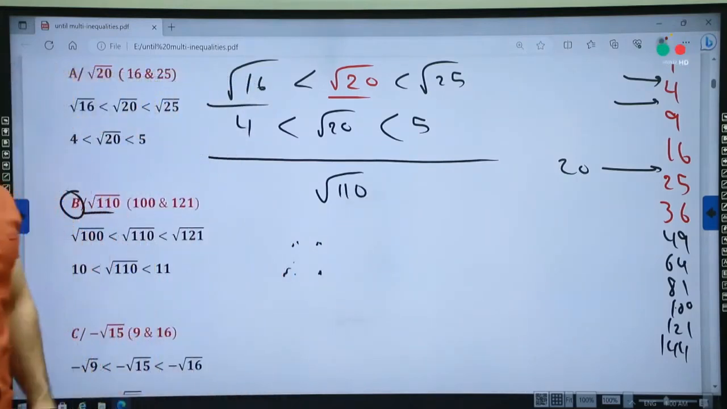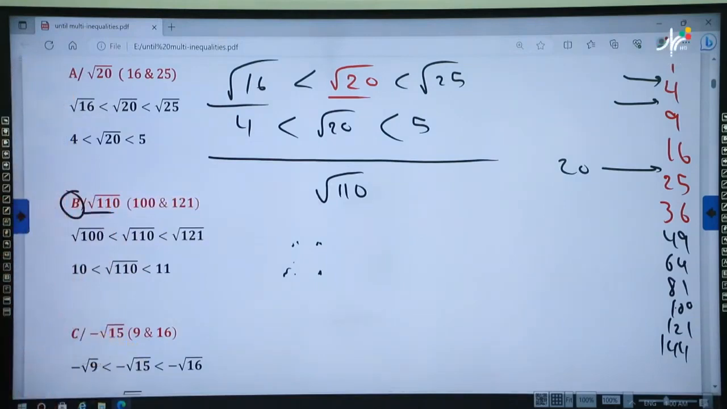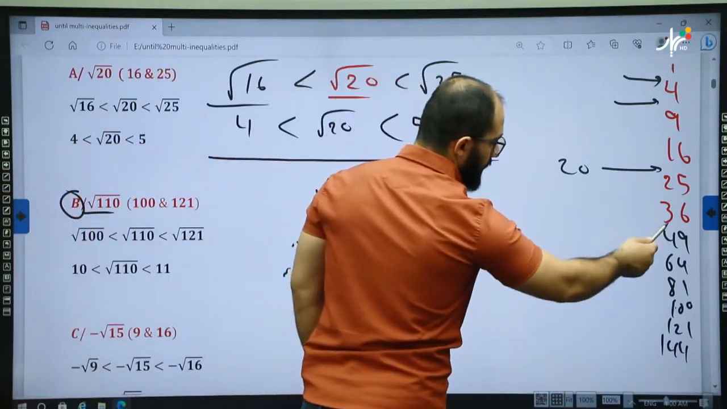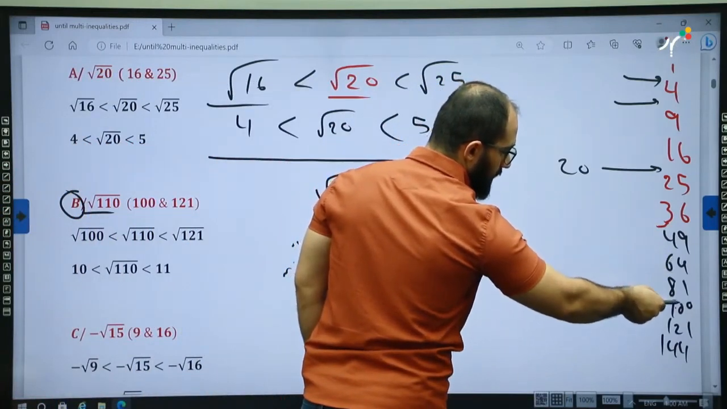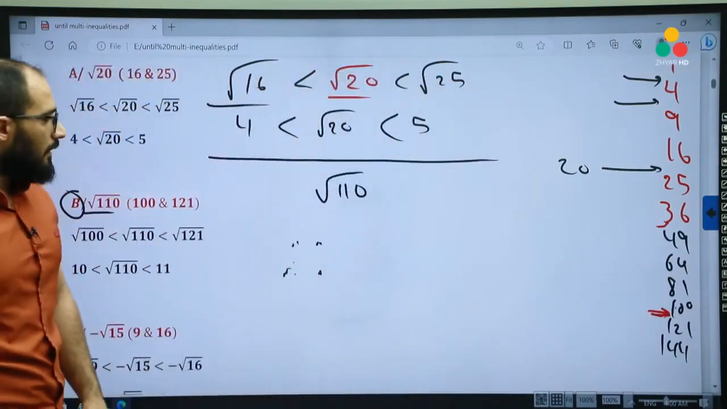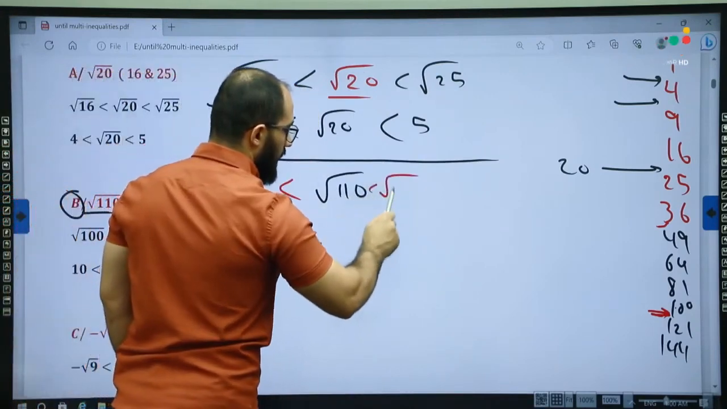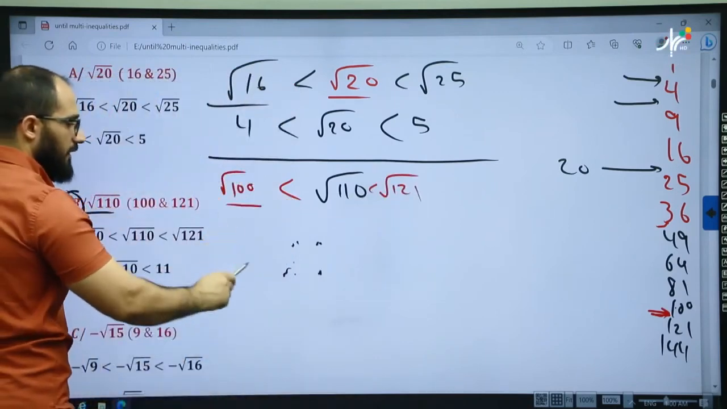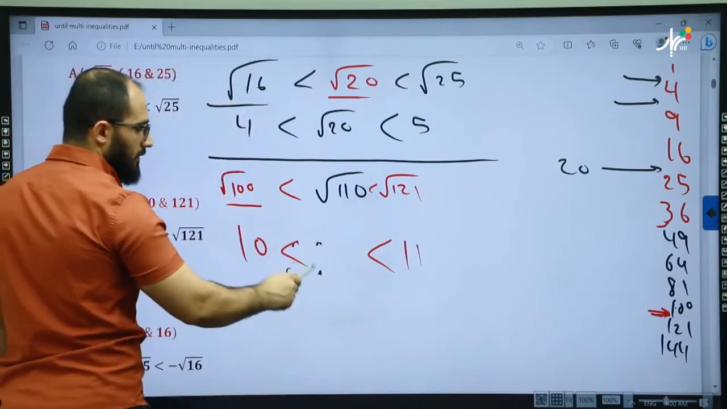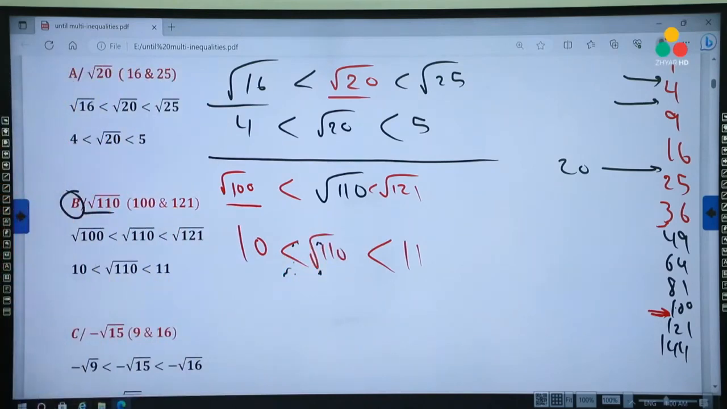Okay. Then we are going to find two perfect squares that 110 is located between. Let's check the numbers. 110 is not here, it's not here, so it is there, between 100 and 121. The square root of 100 is 10, and the square root of 121 is 11. So the square root of 110 is located between 10 and 11.